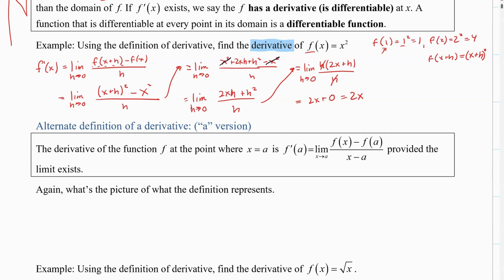So let me summarize. When f of x is equal to x squared, we can make a derivative function. We can derive from that original function a new function, and it's f prime of x is equal to 2x. Now, that means f prime of 1 is equal to 2 times 1, which is 2, which is what we saw when we did that calculator demonstration. Yeah, it looked like it was getting closer and closer to 2.